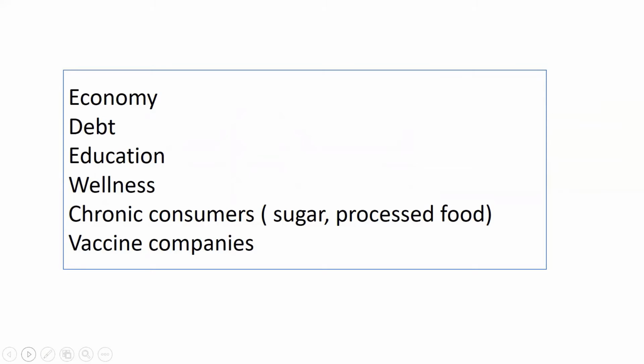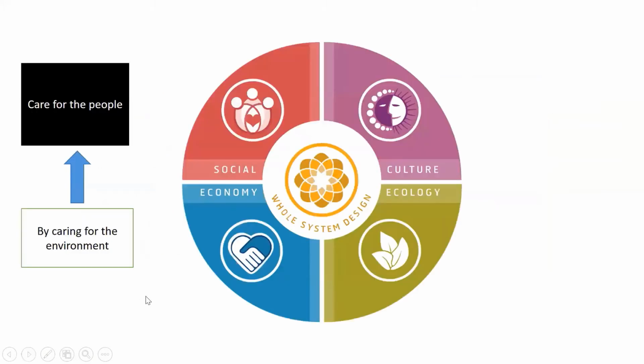And therefore, we can create a better, healthier world by caring for the environment that we live in. And therefore, this creates a care for the people. So when you're designing, I want you to take into consideration the people piece. I want you to consider the economy, and I want you to consider the ecology in order to get to whole systems design.